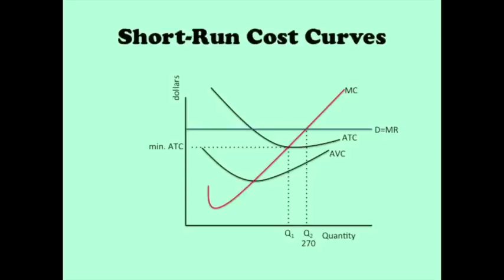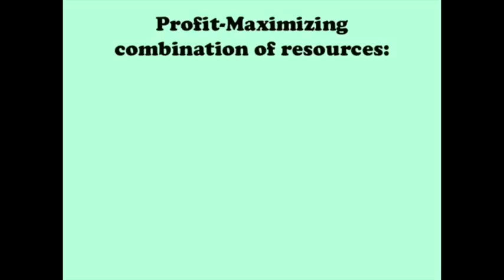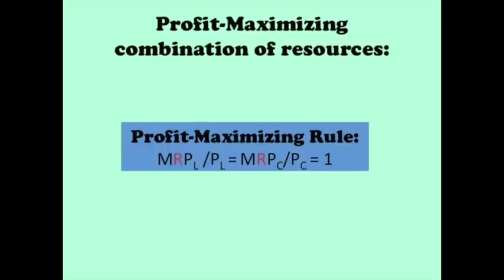To find this output from information about productivity of various resources, a business would follow the profit-maximizing rule. The profit maximizing rule states that a business is employing a combination of resources in a way that maximizes their profits if the marginal revenue product of the last worker hired equals the marginal cost of that last worker, and the marginal revenue product of the last unit of capital purchased equals the marginal cost of that capital.